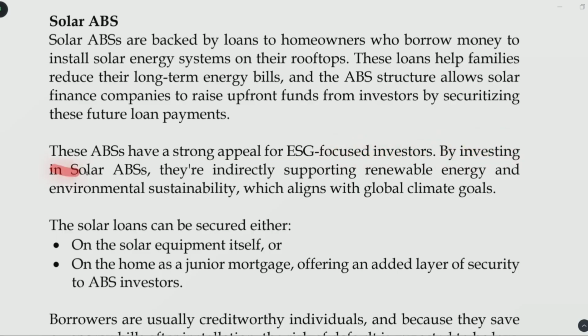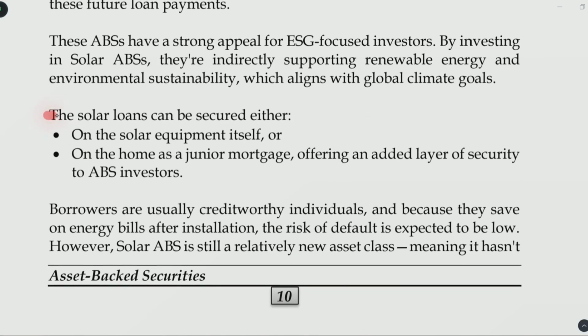These ABS have strong appeal from ESG focused investors. By investing in solar ABS, they are indirectly supporting renewable energy and environmental sustainability, which aligns with the global climate goals. The solar loans can be secured either on the solar equipment itself or on the home as a junior mortgage, offering an added layer of security to ABS investors.